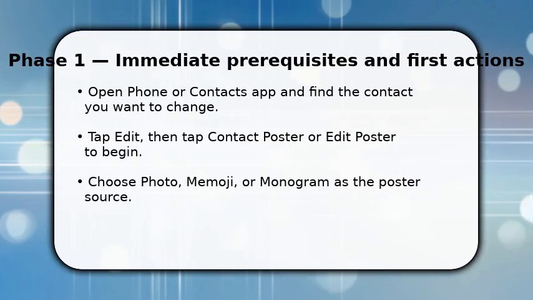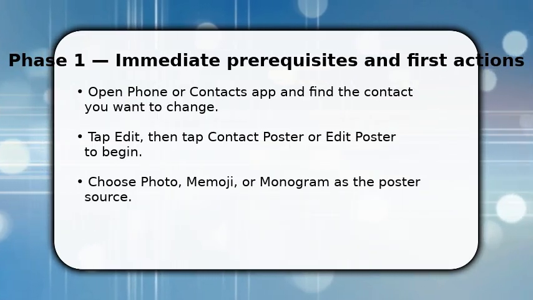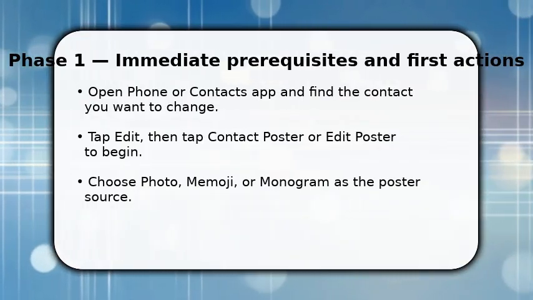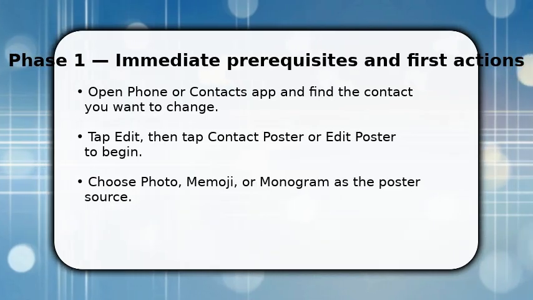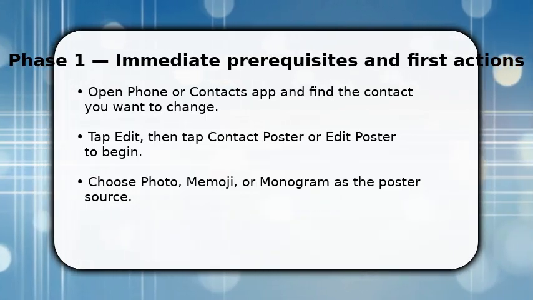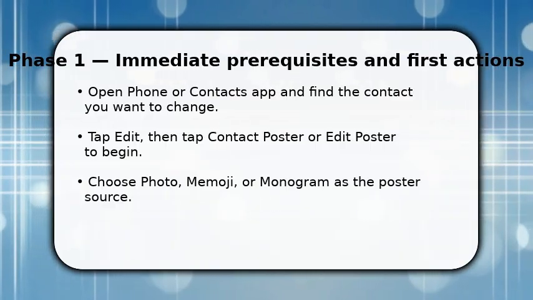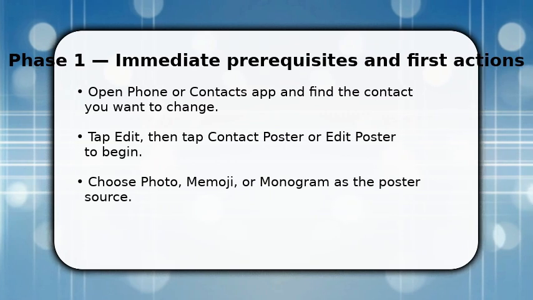You choose Photo, Memoji, or Monogram. Pick Photo to use an existing image, or Memoji for a stylized avatar. Make sure you have the image in your Photos library before continuing, because the editor requires an accessible file. This step sets the stage for precise cropping and style choices.